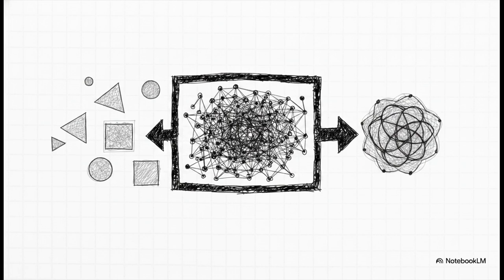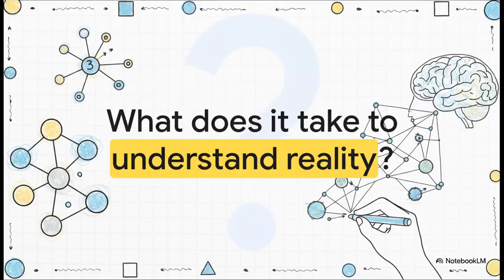Zooming out, this entire network is really just one giant, absurdly complicated mathematical function. Mind-blowing, isn't it? If reading a simple 3 takes 13,000 dials, what on earth does it take to actually understand reality?